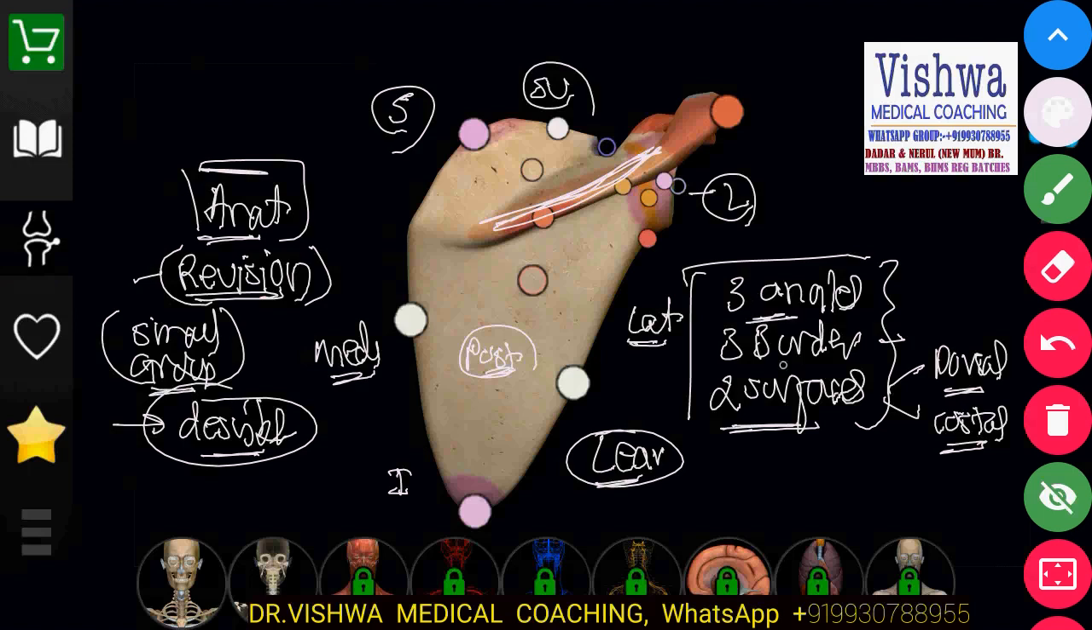So you've got 3 angles, 3 borders, 2 surfaces. Once you understand which is medial and which is lateral, it is easy to understand. The glenoid cavity is lateral, where the humerus gets attached. The costal surface is attached to the ribs, and the dorsal surface is where the spine of the scapula is.